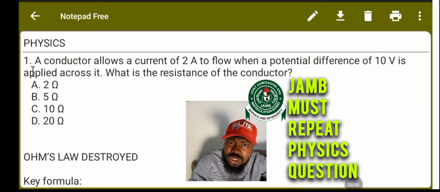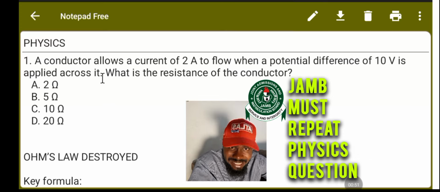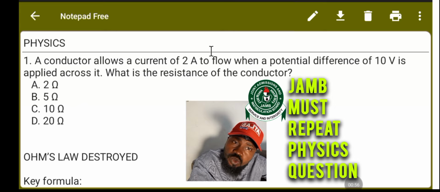Let's read the question. A conductor allows a current of 2 ampere to flow when a potential difference of 10 volts is applied across it. What is the resistance of the conductor? So that's what they said we should look for, the resistance of the conductor.